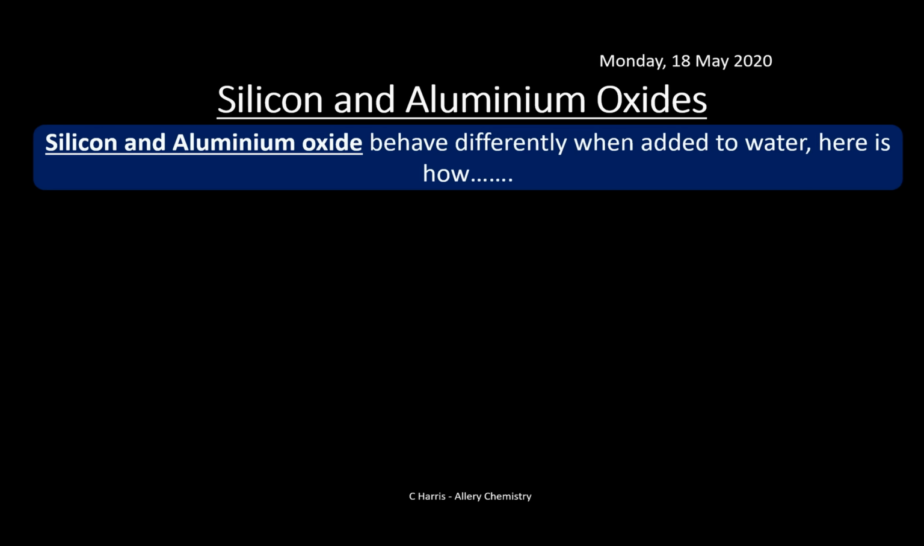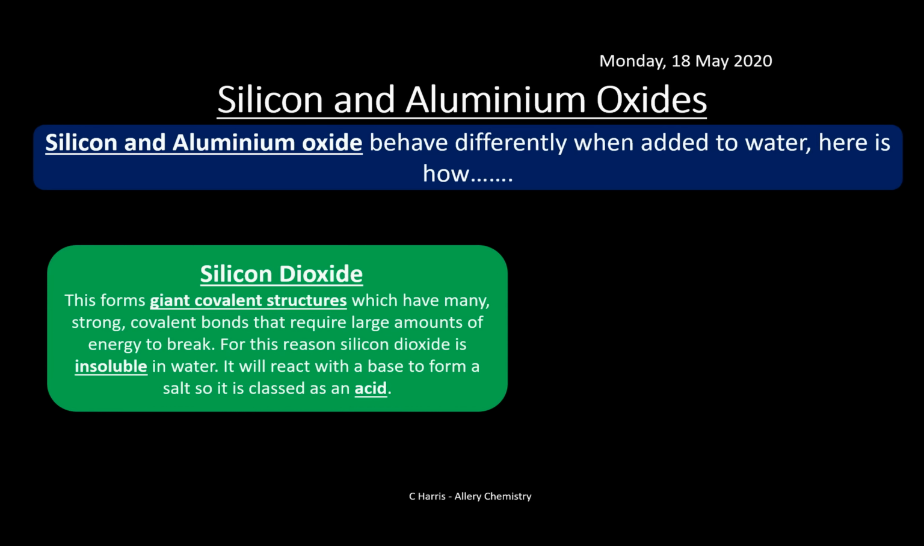Now they're a little bit strange, so let's look at silicon dioxide first. This forms giant covalent structures, so remember that from what we mentioned previously. So they have loads of strong covalent bonds. It requires loads of energy to break these, and for this reason, silicon dioxide is insoluble in water, and it will react with a base to form a salt. So it's actually classed as an acid, but in terms of addition to water, it doesn't dissolve, so it won't form an acidic solution or a basic solution as we've seen with the other lot.